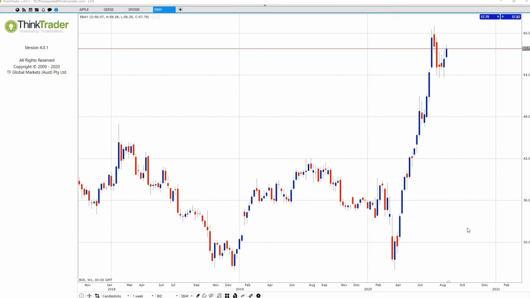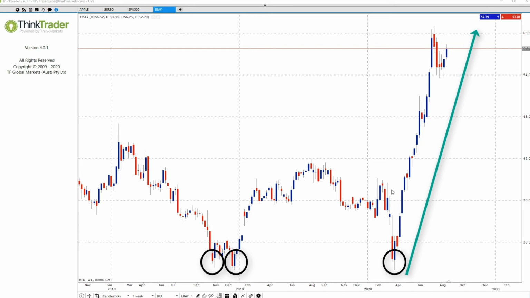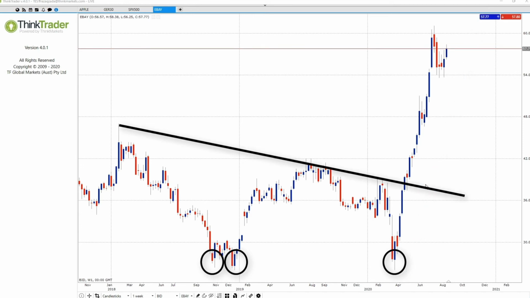Here we have a perfect example of a double bottom formation on the weekly chart of eBay. As you can see, price has found support twice around the same level. In fact, it's found support around this level on three separate occasions, making this a triple bottom formation, which is a rare but very strong bullish formation. So price has rallied sharply away from here, breaking through this bearish trend line and therefore taking out the neckline of this pattern. And subsequently, price has risen to its intended objective target.